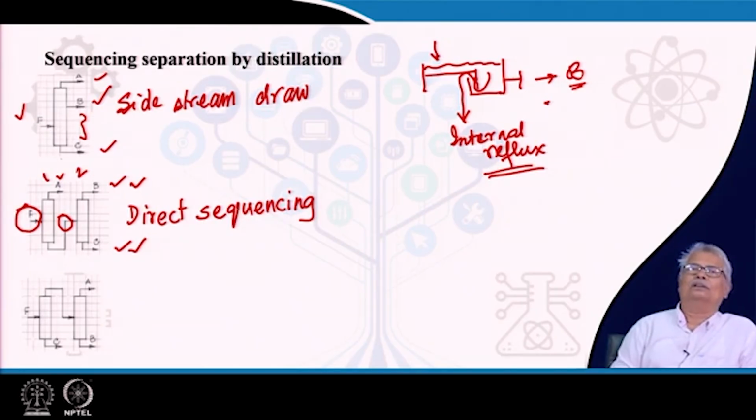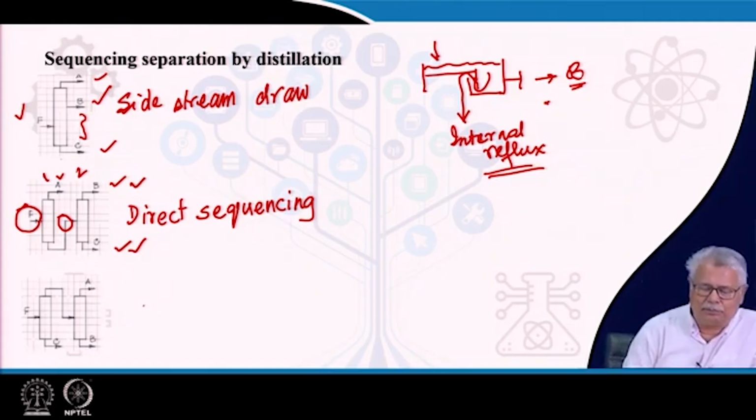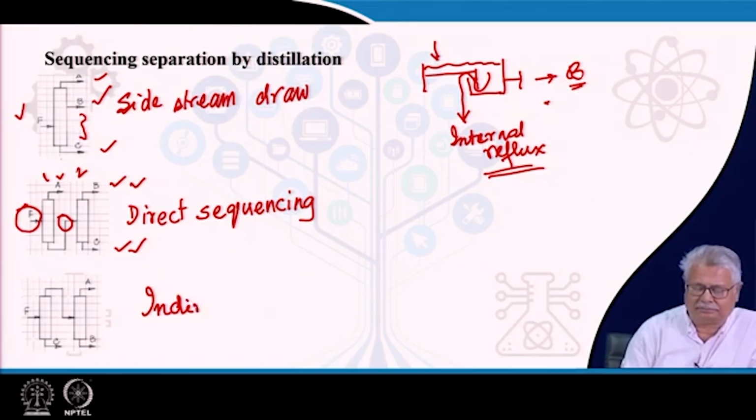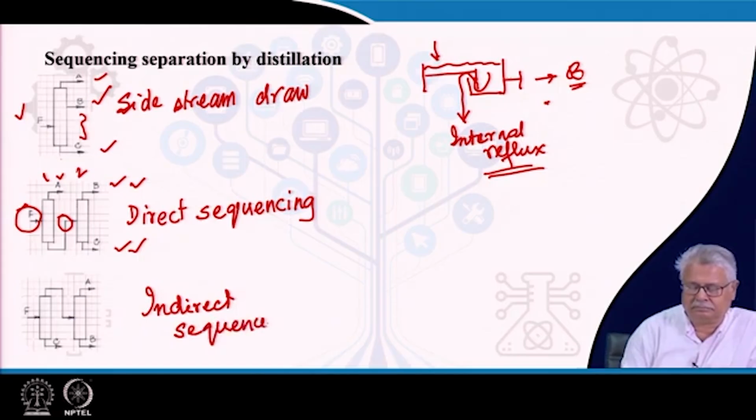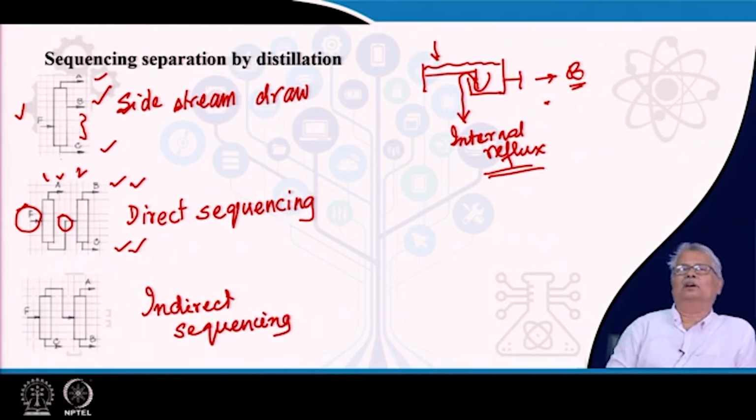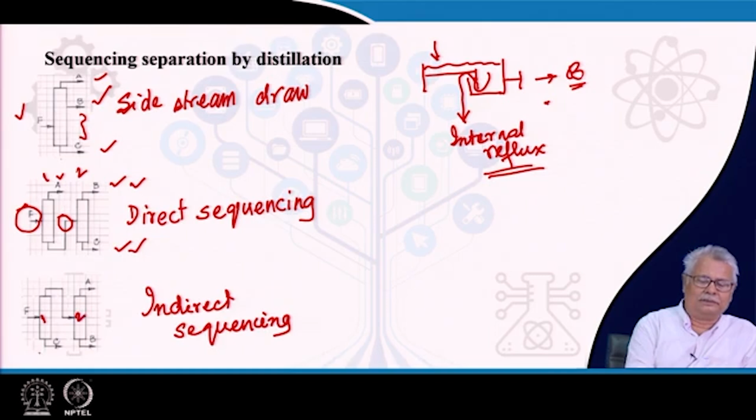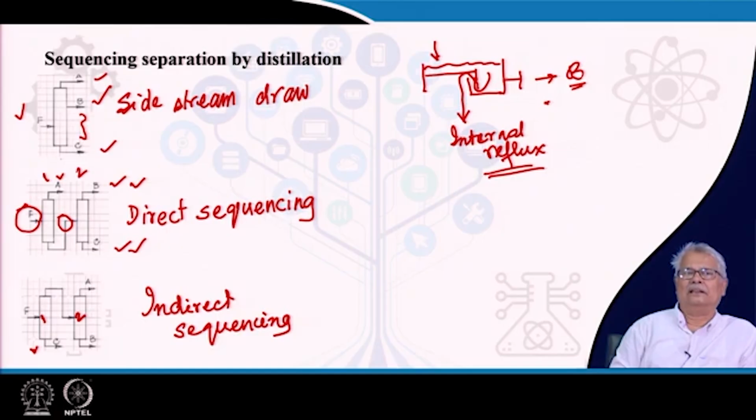So, we know now that the first option that comes the cheapest possibly is the side stream draw, the other option is the direct sequencing. Similar to direct sequencing, it is also possible to have an indirect sequencing, which is this particular option. In indirect sequencing, what we take first is the bottom from the first column, which is the stream C. The top product is a mixture of A and B, which is split in the second column.